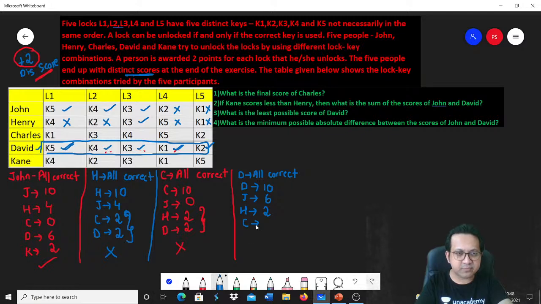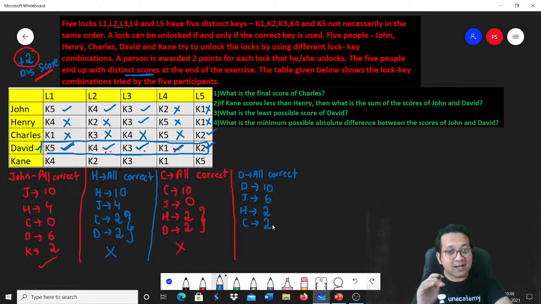Next, Charles. The correct key is K5. He uses K1. Wrong. The correct key is K4. He uses K3. Wrong. The correct key is K3. He uses K4. Wrong. The correct key is K1. He uses K5. Wrong. The correct key is K2. He uses K2. This is correct. So per correct 2 marks. 1 correct, 2 points.